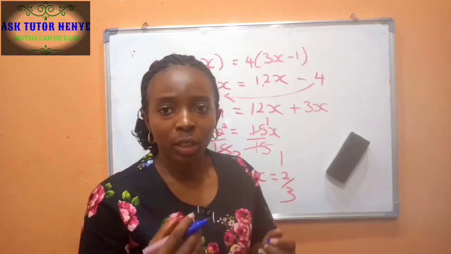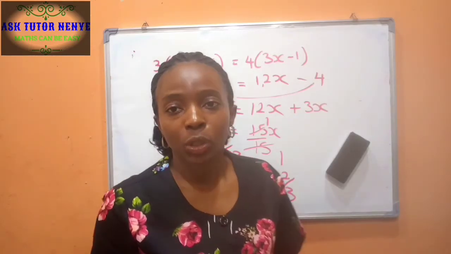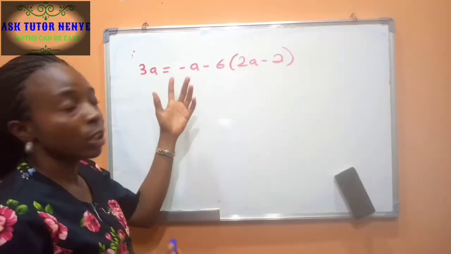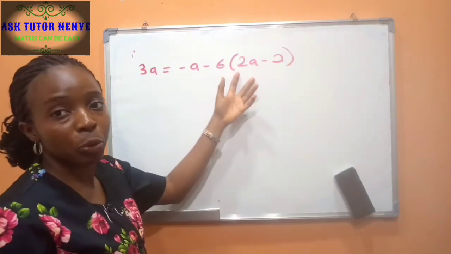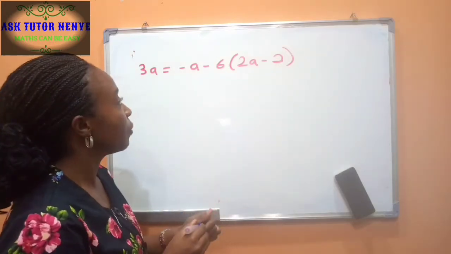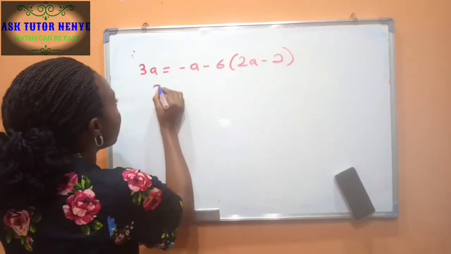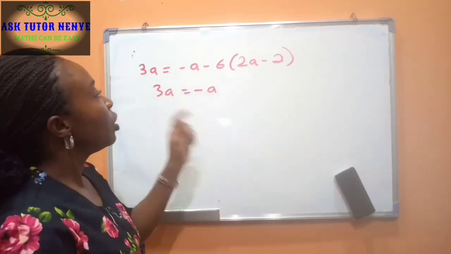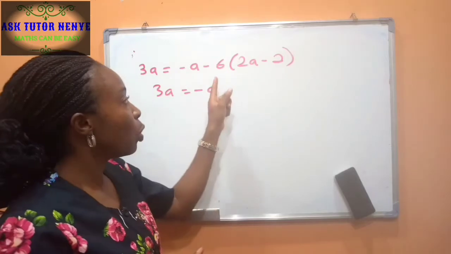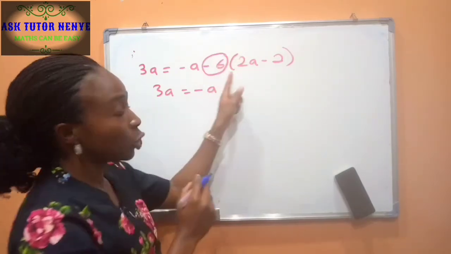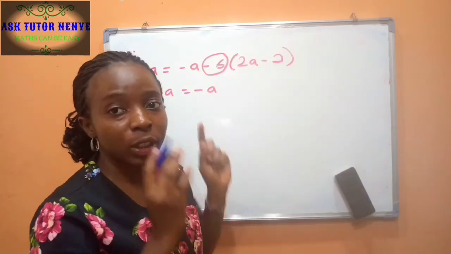Okay, let's take a look at more examples. More complex examples than this. When you're given a question like this, you still have to open up the bracket. But in this place you have to be very careful. Here is what you do. You're going to have 3a equals to minus a. The number you're going to use to open up the bracket is this minus 6. Use minus 6 to what? Multiply out what is in the bracket.